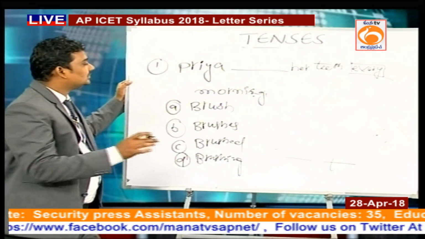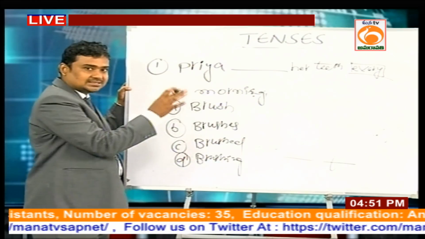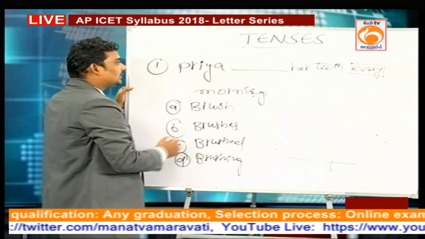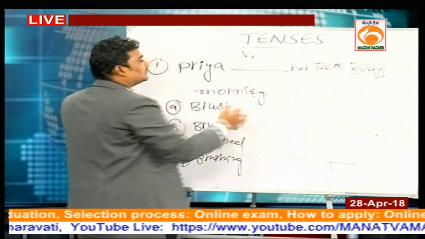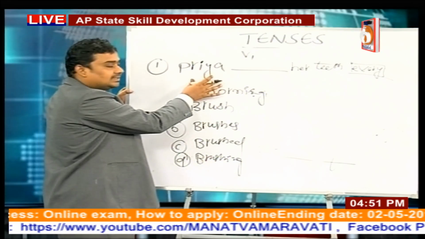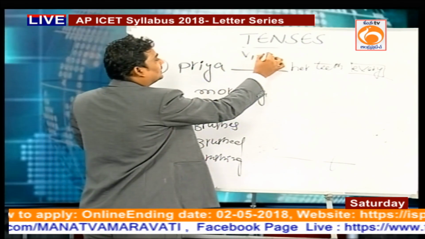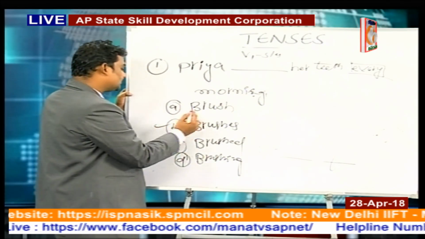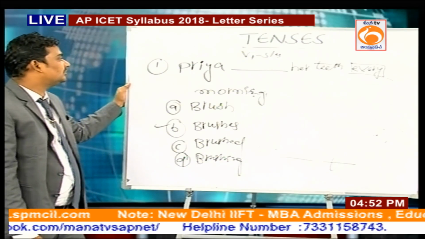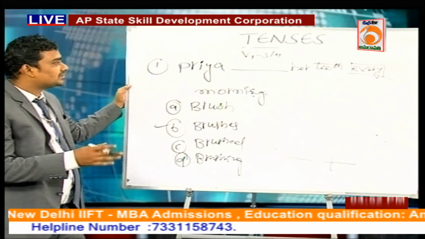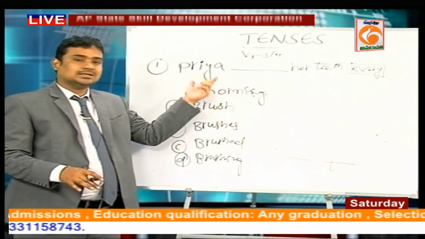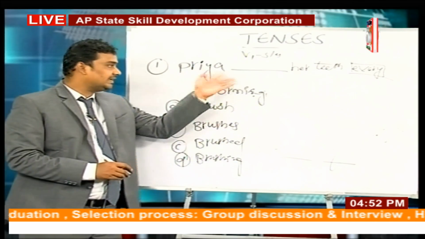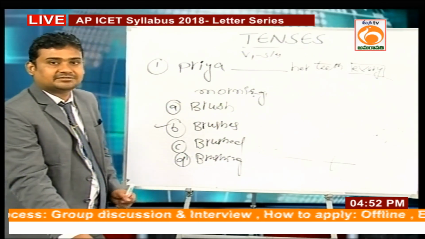This is a habitual action, a regular activity, brushing. That's why we are using the V1 form of the verb. But the subject is third person singular, so we should use V1 plus s or es, that is either brush or brushes. The second option is the perfect option for sentence number 1. Priya brushes her teeth every morning, because it is a habitual action and the subject is third person singular, so you must use s or es with the main verb. This type of sentence we can expect from tenses.